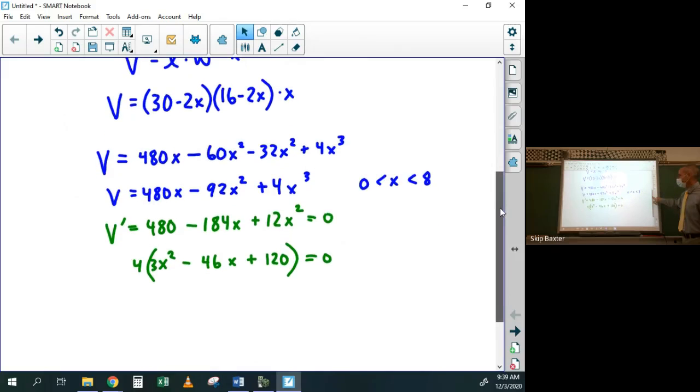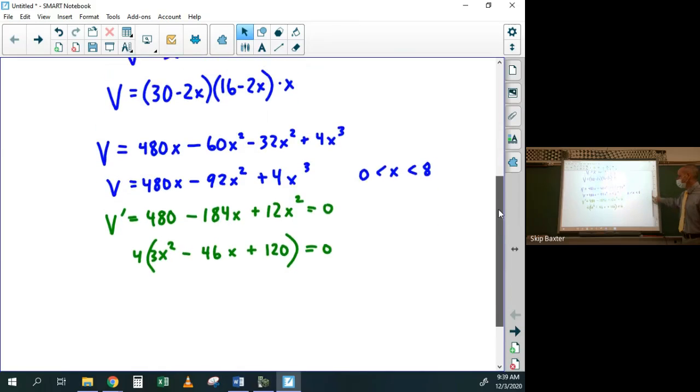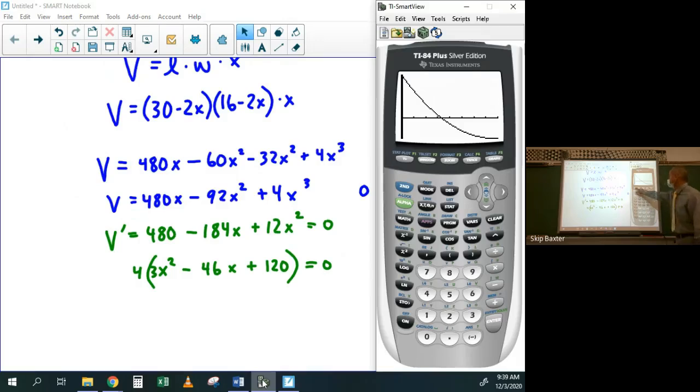All right, let's see. I don't see a mistake. So maybe I made a calculator error. Let's see, 480 minus 184 plus 12. It seems okay. Wait, when do you graph the original thing? Yeah, what am I saying? No, okay, that's the mistake I'm making in my brain.